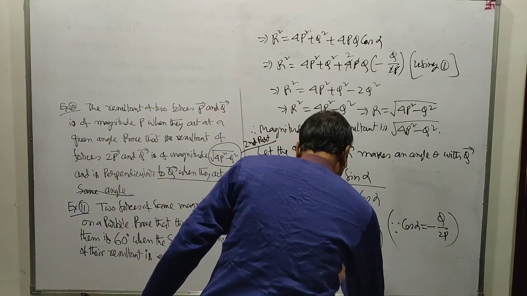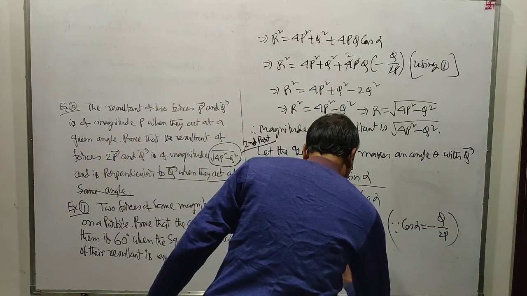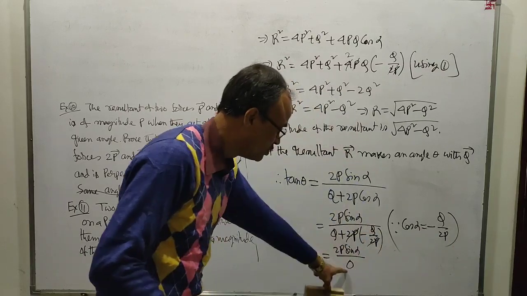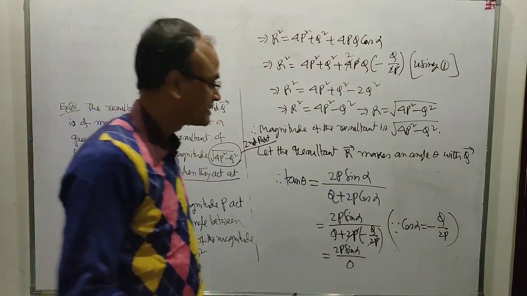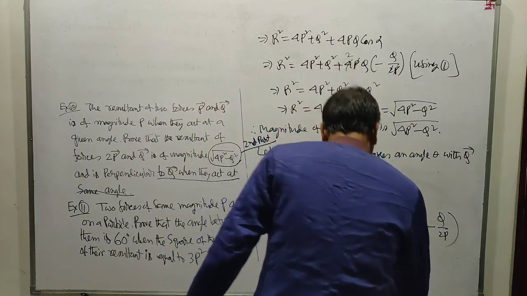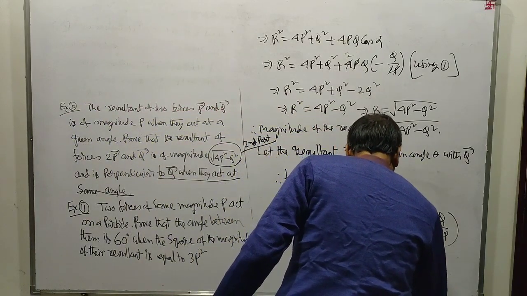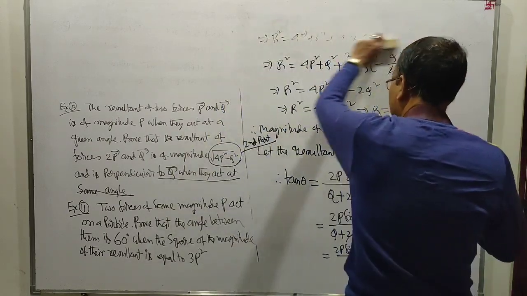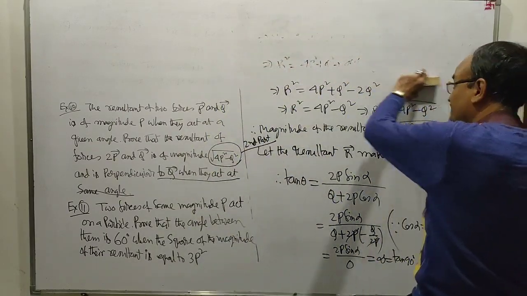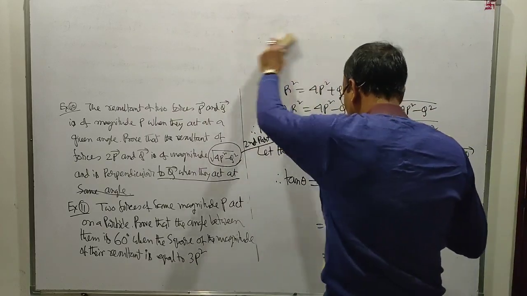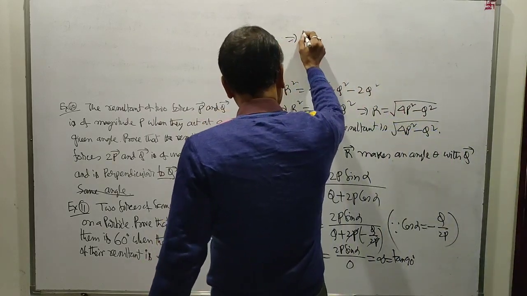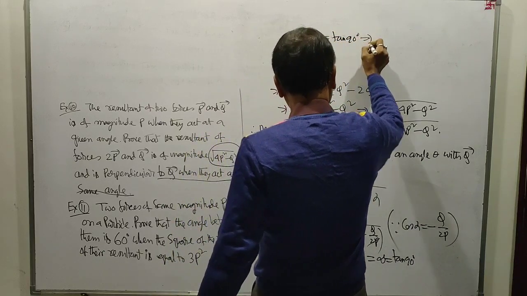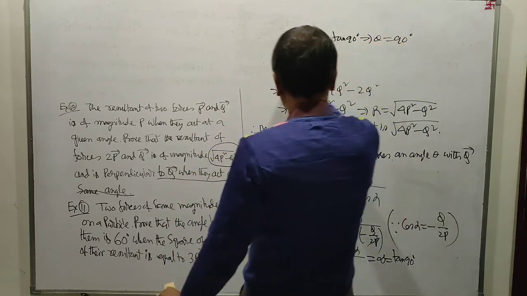This is equal to twice P sin alpha divided by 0. This twice P will be cancelled. Q minus Q equal to 0. This is equal to infinity, equal to tan 90 degree. This means tan theta equal to tan 90 degree, means theta is equal to 90 degree.